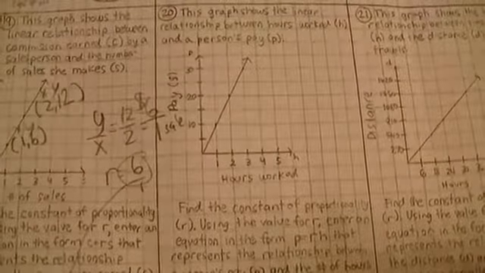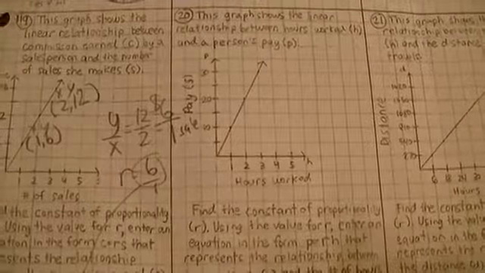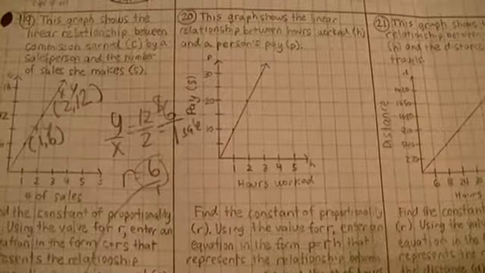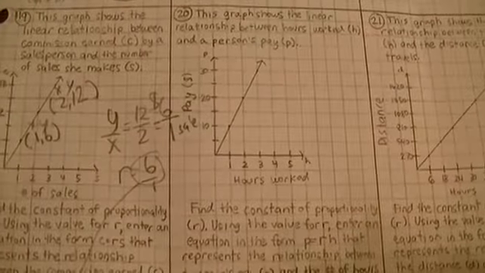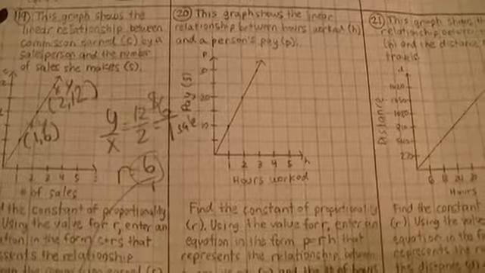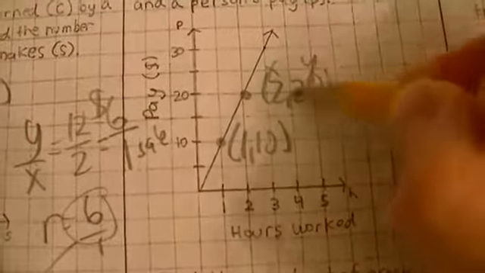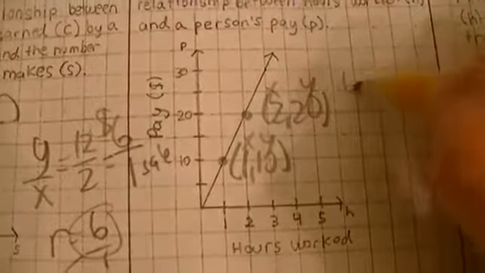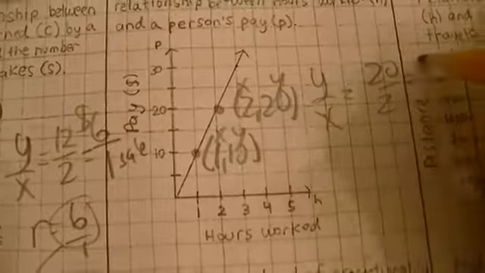This graph shows the linear relationship between hours worked, H, and a person's pay, P. Find the constant of proportionality, R. Using that value for R, enter an equation in the form of P equals RH that represents the relationship between a person's pay, P, and the number of hours worked, H. Let's find that unit rate. So right here, this ordered pair is 1,10. Here is 2,20. So that's X, this is Y, X and Y. So the unit rate is Y divided by X. So we'll go 20 over 2, which is $10 per hour.